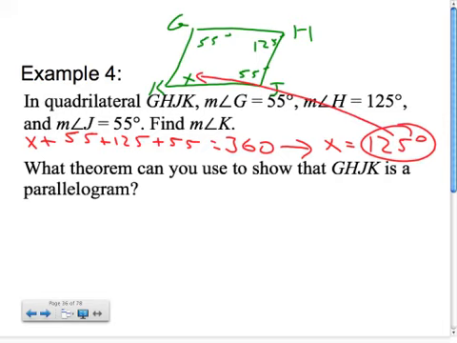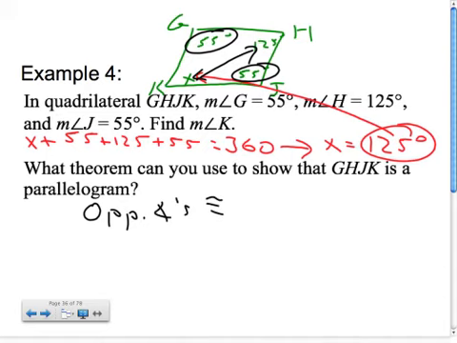And so now the next part of the question says, what theorem can you use to show that this figure is a parallelogram? Well, if you look at your opposite angles, 55 and 55, 125 and 125, therefore it's a parallelogram. So when it says what theorem, again, I don't want you to recite theorem 8.7 or anything like that. Just say opposite angles congruent. Okay, that's all we're going to say.